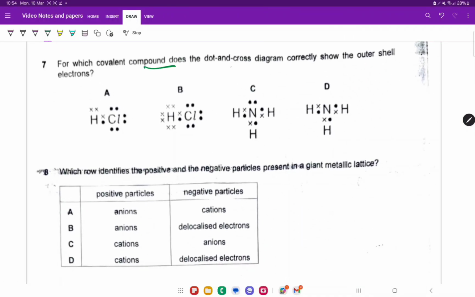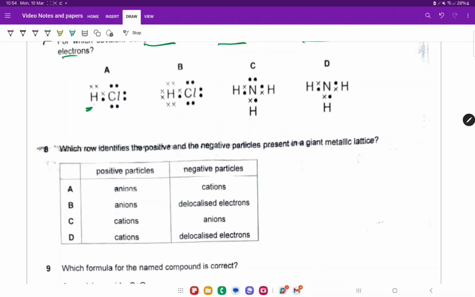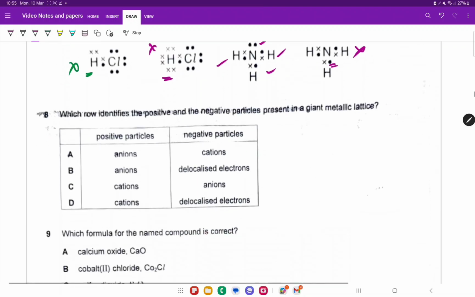For which covalent compound does the dot and cross diagram correctly show the outer electrons? In this dot and cross diagram we can see hydrogen is showing 3 electrons, not possible. Next, 8 electrons on hydrogen, again not possible. In this case there are 2 electrons with each of the 3 hydrogen atoms, and nitrogen has 5 electrons, 3 dots here and 2 here. It means C is the correct answer. This is the correct structure of ammonia. In the last one only nitrogen has 3 electrons, the rest are not present, and it's wrong. Therefore the answer is C.